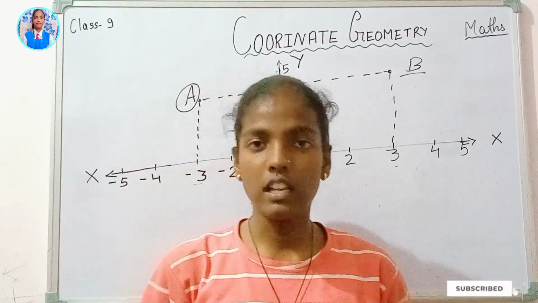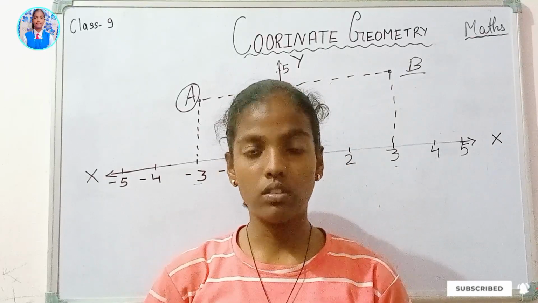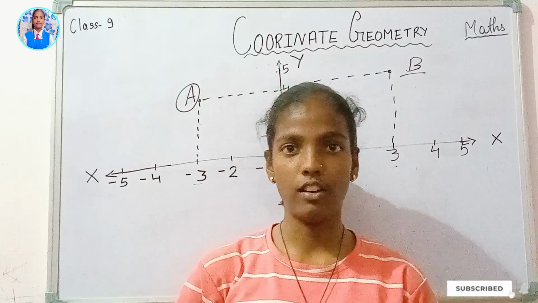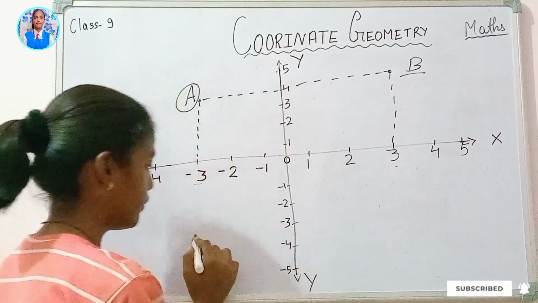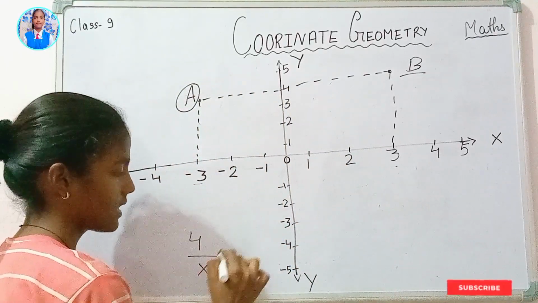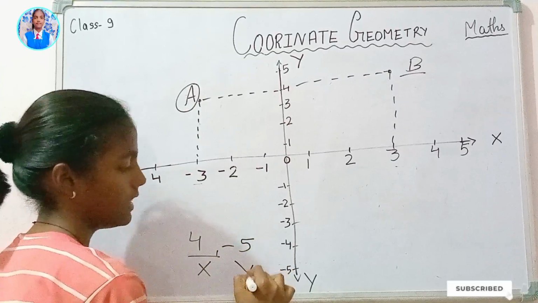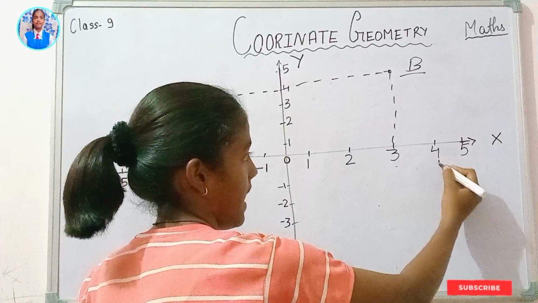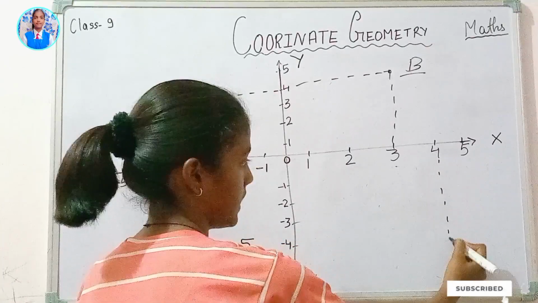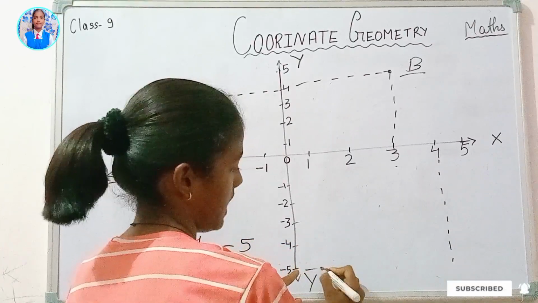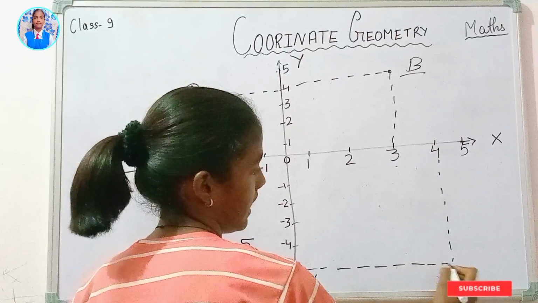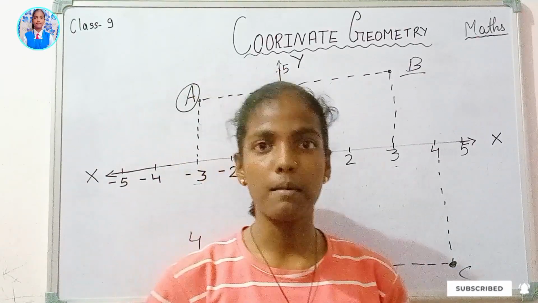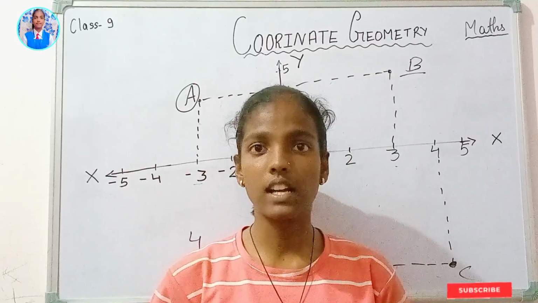Now our next question is point out 4, -5 on the Cartesian plane. We know that 4 would lie on the x-axis and -5 would lie in the y-axis. Here we can see 4 in the x-axis, and here we can see -5 in the y-axis. Name it C. I hope that you all have understood about the plotting of numbers in the Cartesian plane.